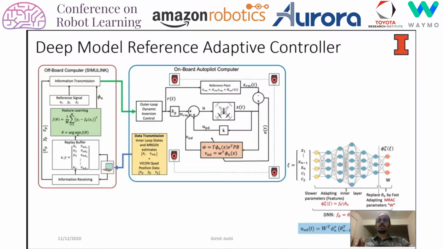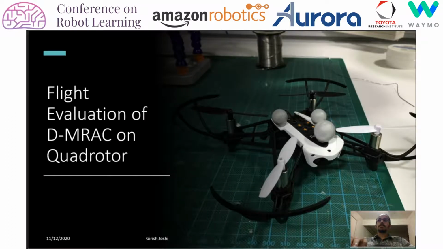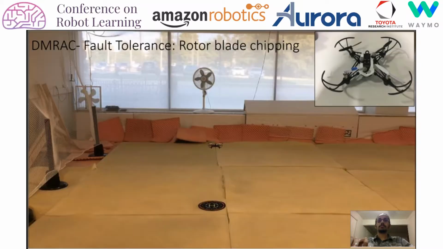In our case, the outer layer weights are updated onboard as well, while the inner layer weights are updated asynchronously offboard after collecting some amount of data to improve learning performance. For flight experiments, the quadrotor we used was the Parrot Mambo mini drone.